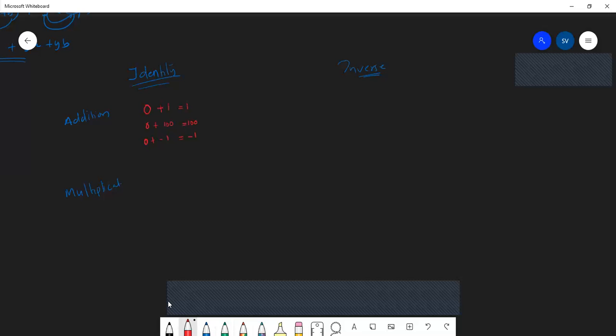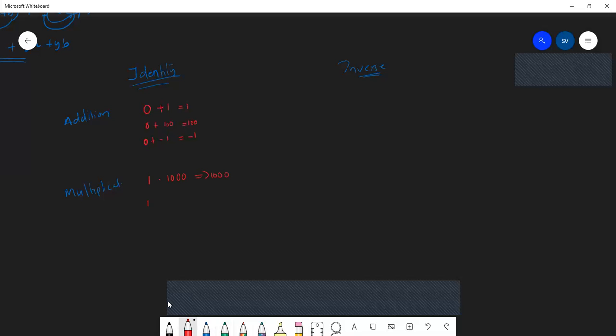So for multiplication, what number will keep the product as it is? Everyone knows that it is 1. So 1 is the number. Say for example, 1 times 1000. 1 times 1000, it is 1000.